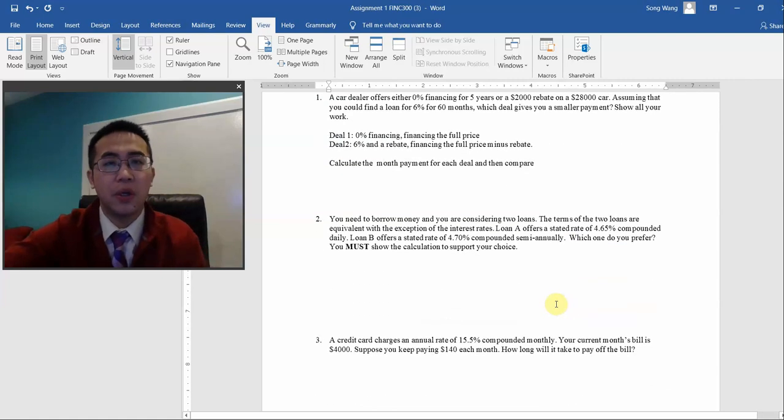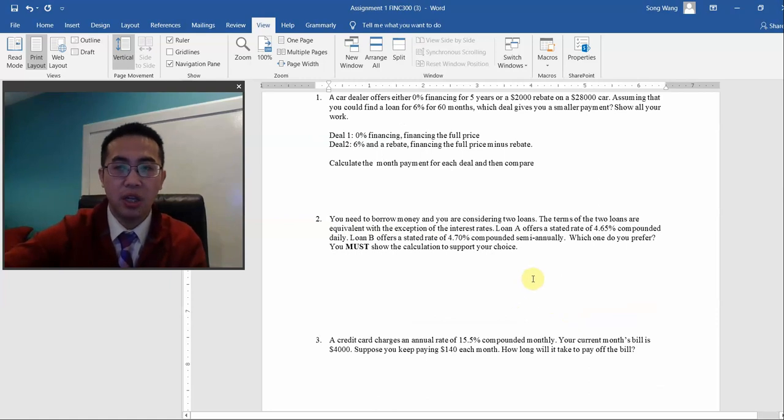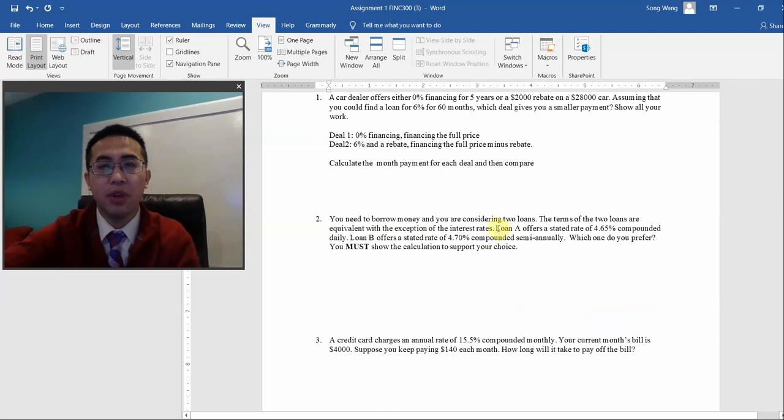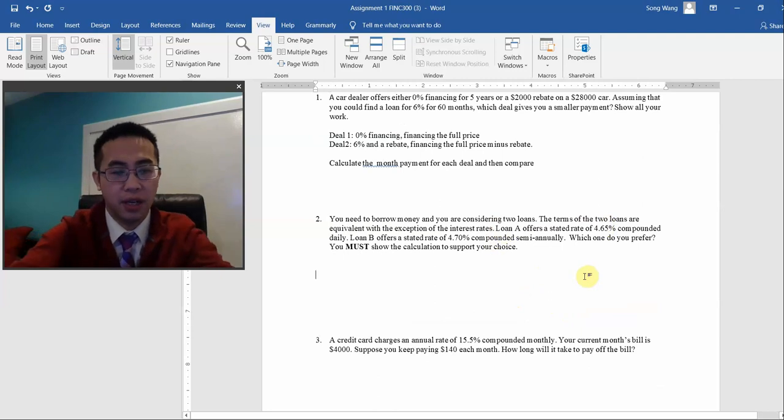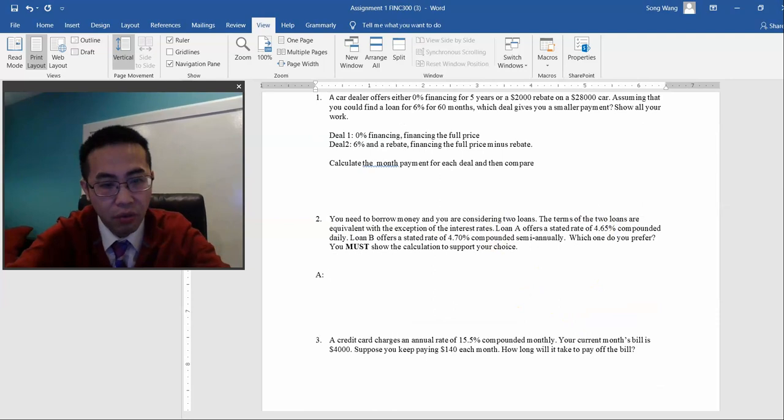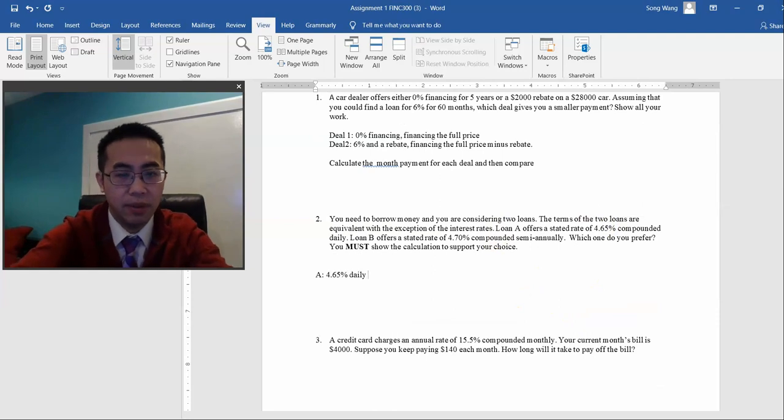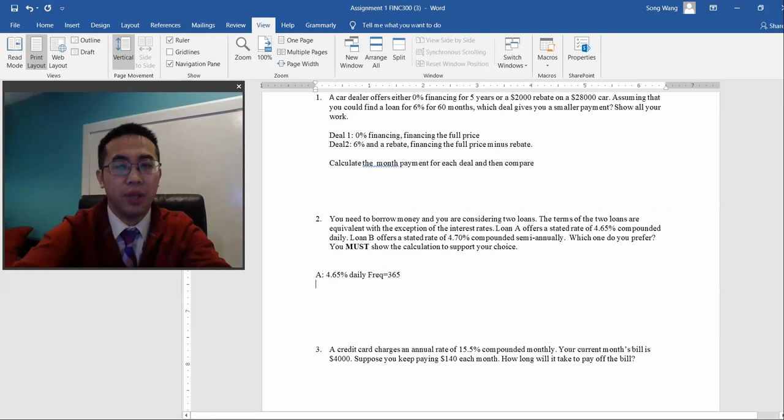Question number two, you need to borrow money and you're considering two loans. The terms of the two loans are equivalent except the interest rate and the compounding frequency. For loan A, the stated rate is 4.65%, which is compounded daily. That basically means your frequency equals 365 per year.